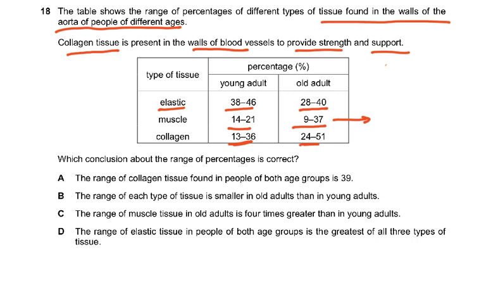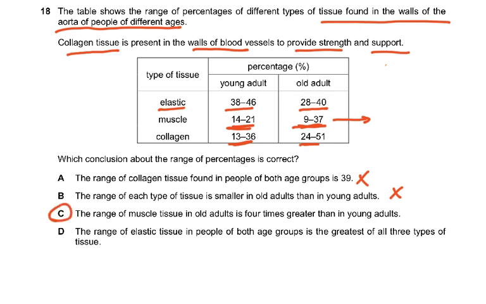Which conclusion about the range of percentages is correct? The range of collagen tissue found in people of both age groups is 39. No, that's wrong. The range of each type of tissue is smaller in older adults than in young adults. Not necessarily. I mean, collagen has increased. And the range of muscle tissue in old adults is 4 times greater than in young adults. The range of muscle, let's look at it, 14 to 21 and now it's 37. Is it 4 times greater? Yes, that is the answer.